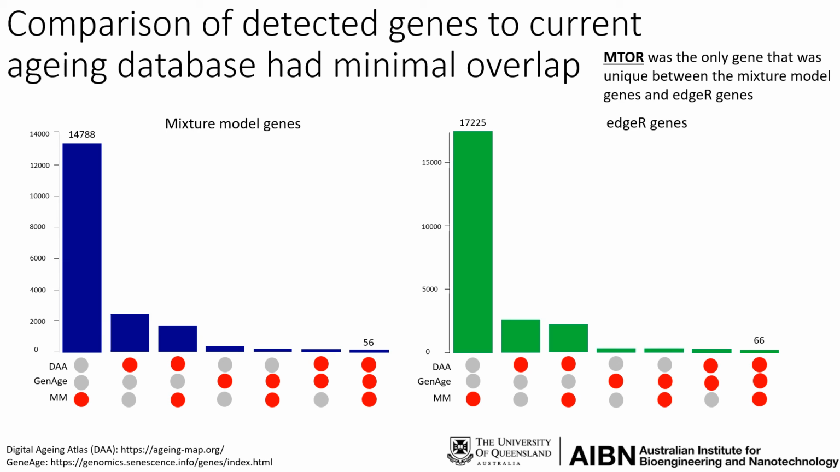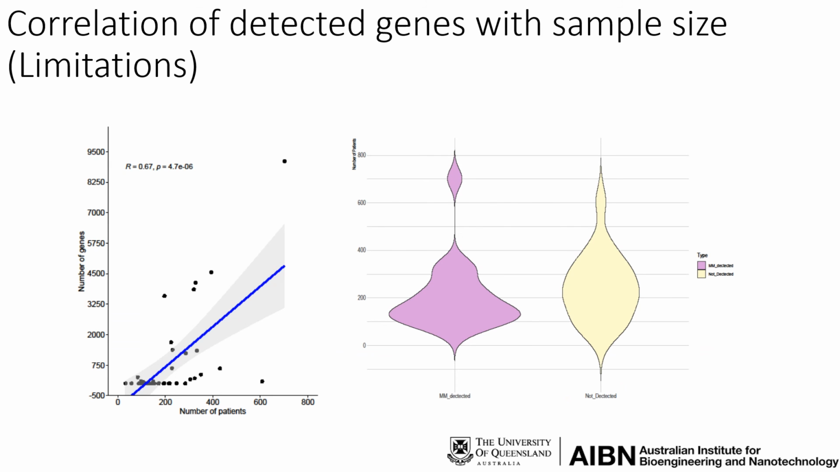Once we have that, we then compare the genes to known data sets. So we have the Digital Aging Atlas and GenAge. These are the total number of mixture model genes and total number of HR genes. The genes that overlapped with all the particular databases were 56 and 66 for HR respectively. And mTOR was the only gene that was common between mixture model genes and HR genes. Unfortunately, one of the things that we've noticed in particular is that mixture model genes seem to be correlated with the sample size, meaning that we get more genes the larger the sample size is, and therefore this could be one of the limitations of mixture model genes.